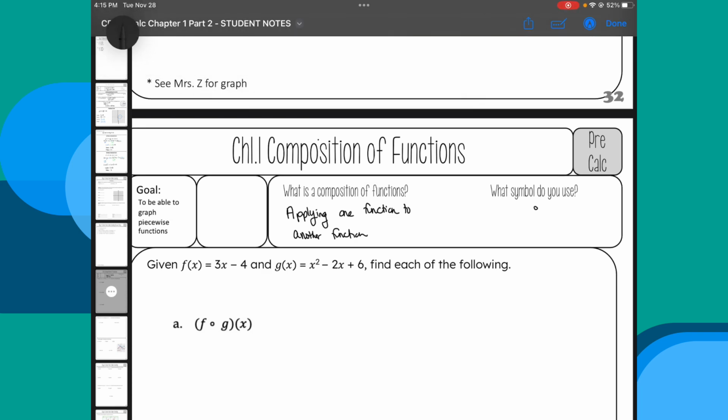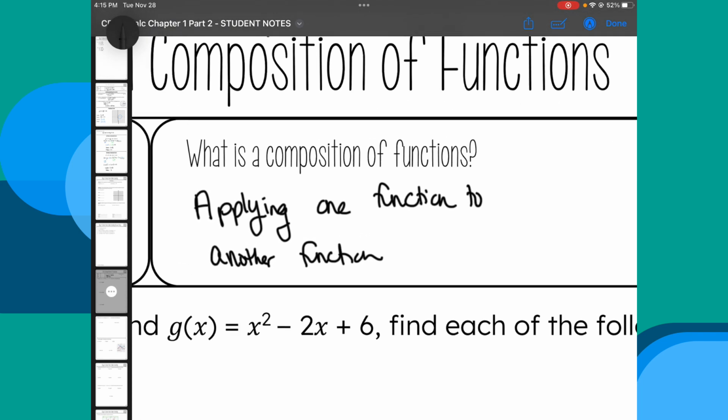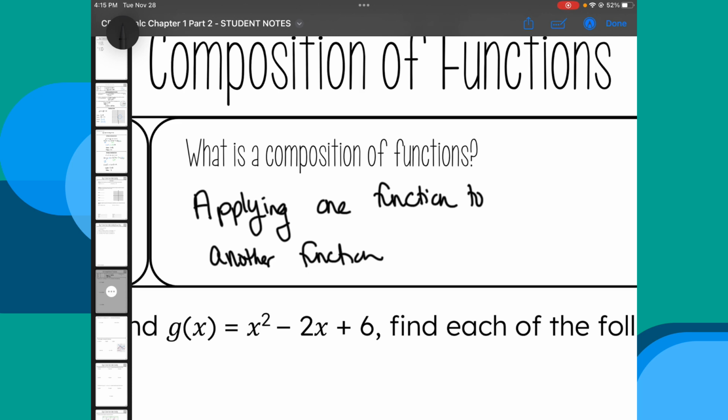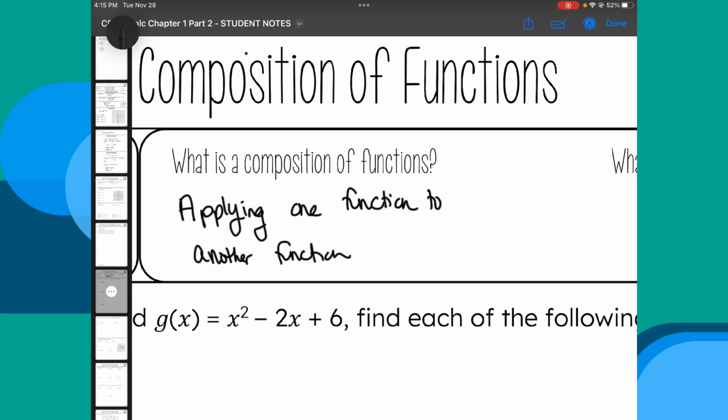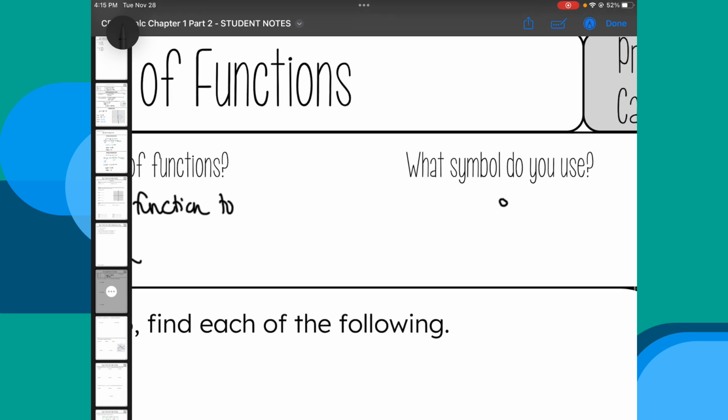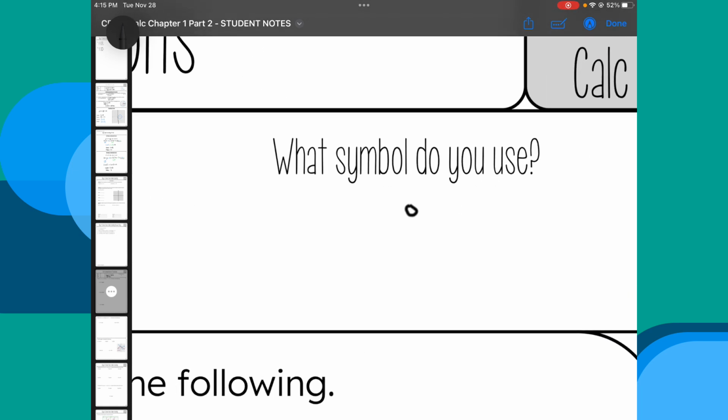Compositions of functions. Compositions of functions are when we apply one function to another function. We have two ways to write it, but the symbol that we use is an open circle. So we might write f of g, or you could just show that you're plugging the g function into the f function like this. These are equivalent to each other.